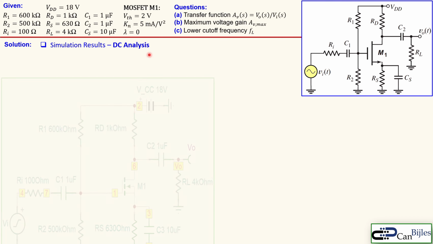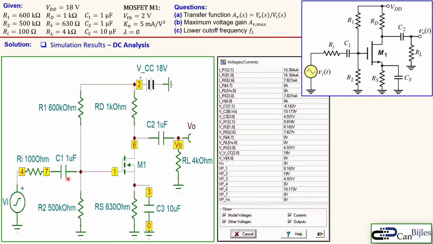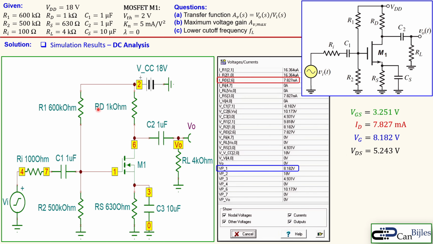First, we start with DC analysis. This is the DC analysis circuit. You see here the nodes, and this is the table I will bring up. And what you see here also are calculations, the VGS, ID, and the VG. VG is actually shown here, which is then the 0.1 in the simulation. So it's just 8.182 volts, which is exactly as we have it. So this is nice. And the drain current is the current through the RD. That's this one, which is 7.827 milliamps, also exactly as we have it.